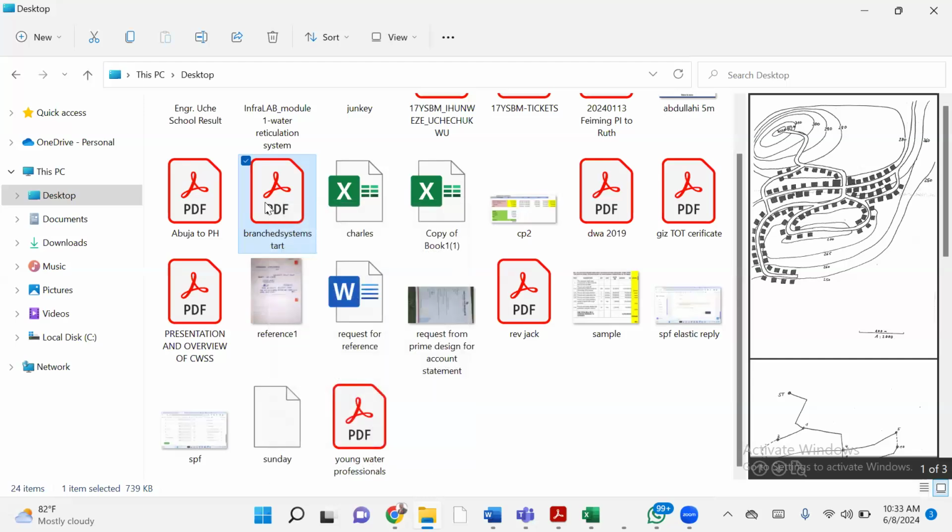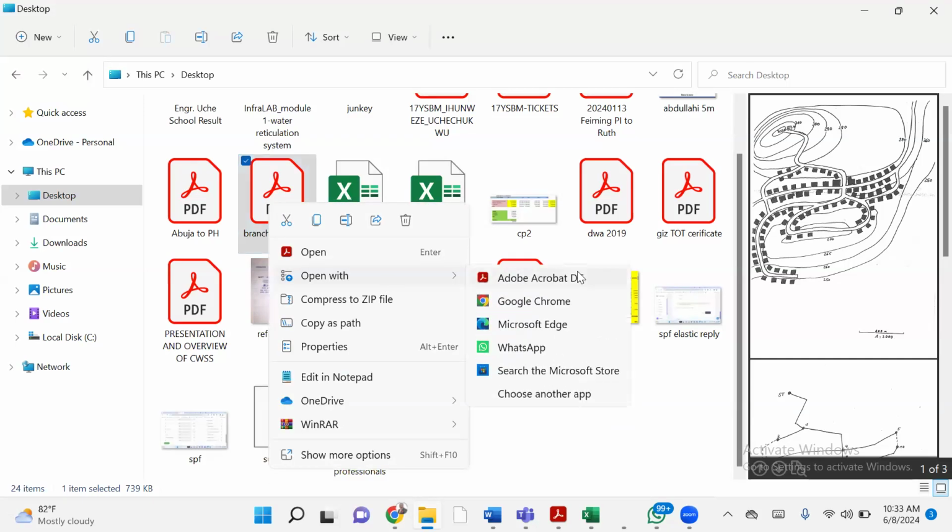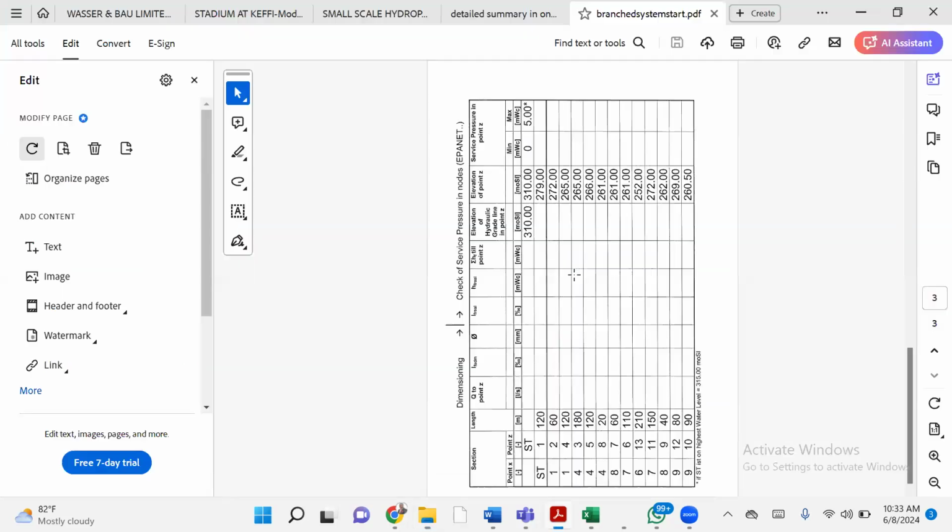Open with, is there Adobe? Yeah. It's using the latest Adobe.